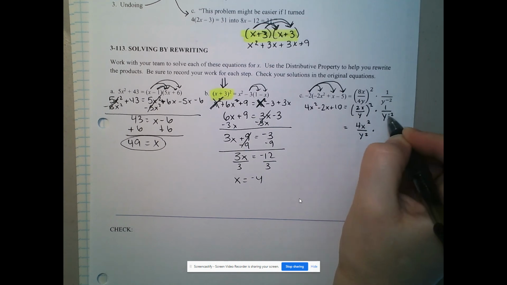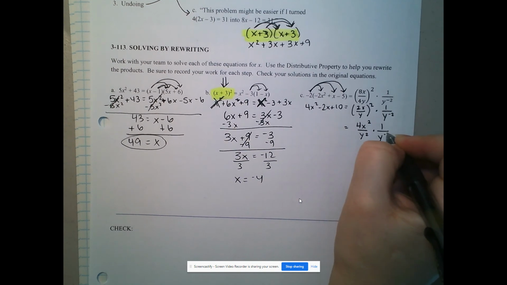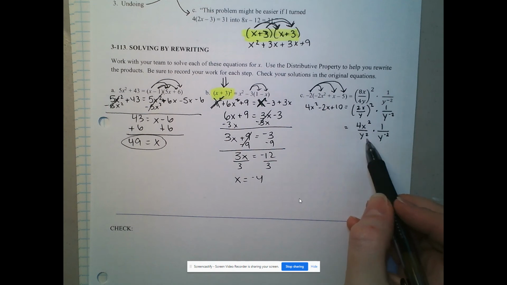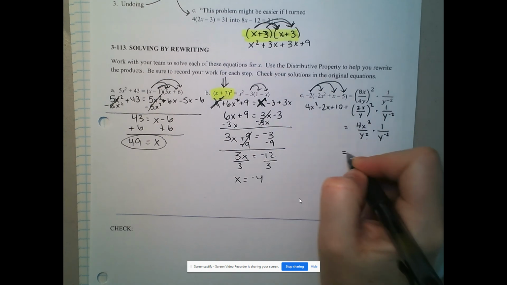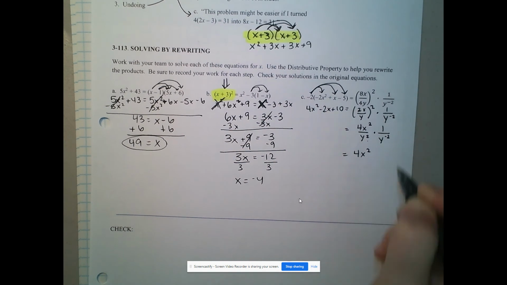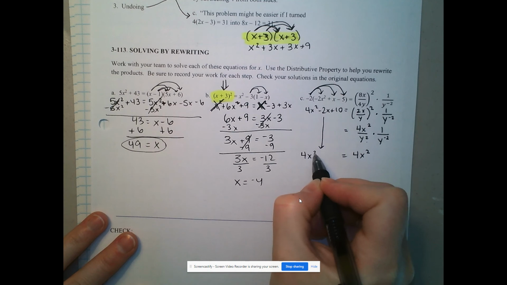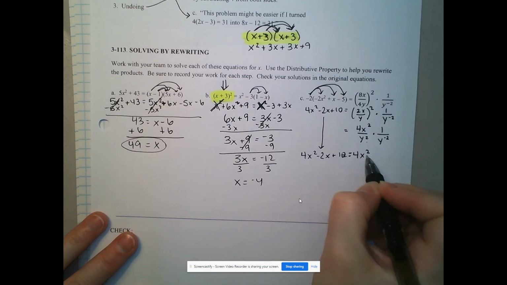And I'm also multiplying it. Now this is 1 over y to the -2nd. When you go to multiply those two in the bottom, y to the 2nd times y to the -2nd, you're going to get y to the 0, which is worth 1. So this is going to be 4x squared over 1, or just 4x squared. This piece, which I haven't been using, is 4x squared minus 2x plus 10 equals 4x squared.